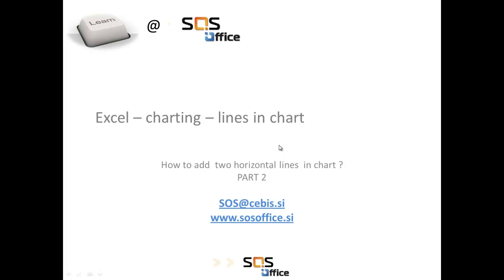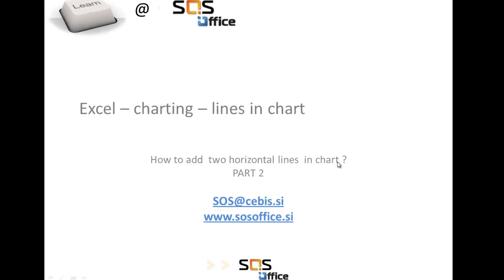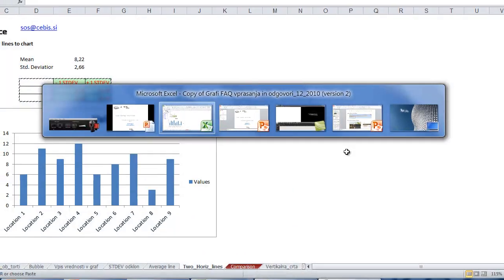This is a new lesson in our Excel charting series. We are still adding lines to our charts, and in part 2 we are adding 2 horizontal lines in a chart. Let's take a look at our example first.